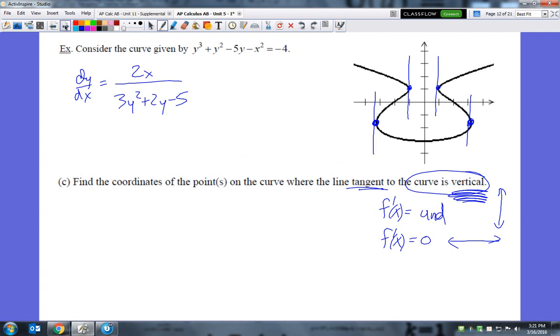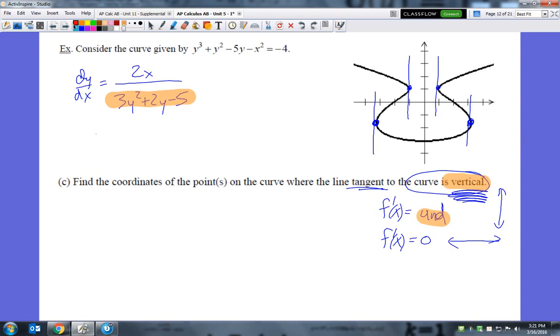To get this to be a vertical, otherwise undefined slope, we need to set the denominator equal to 0, because that's what will make this undefined. Okay, remember if the top is 0 and the bottom is a number other than 0, that would be a 0 slope. That's what we only have to set the top equal to when we want to find the horizontal. But when we set the bottom equal to 0, it doesn't matter what the top is, 0 or not, this is going to yield an undefined slope. So that's why we're setting the bottom equal to 0.